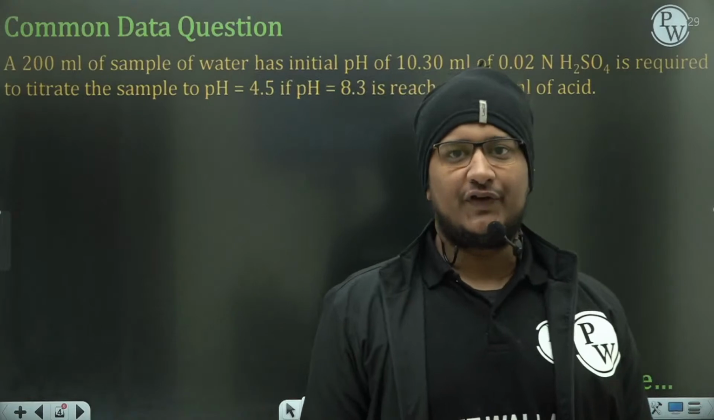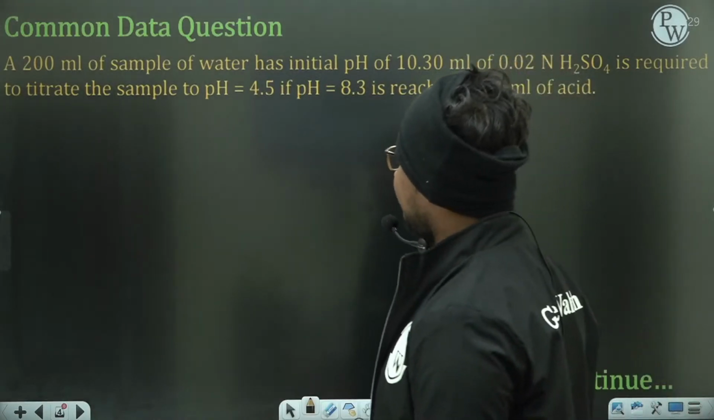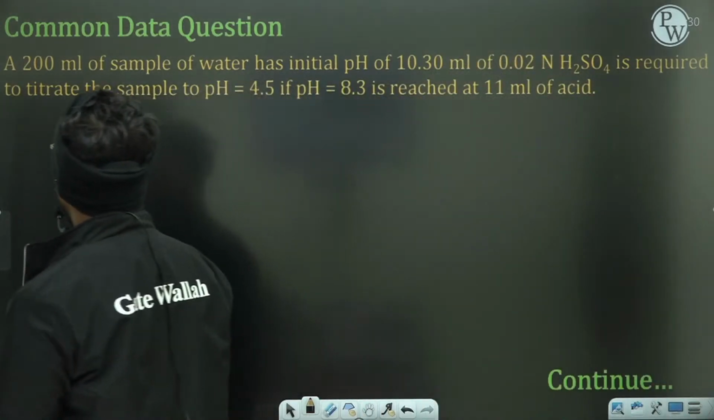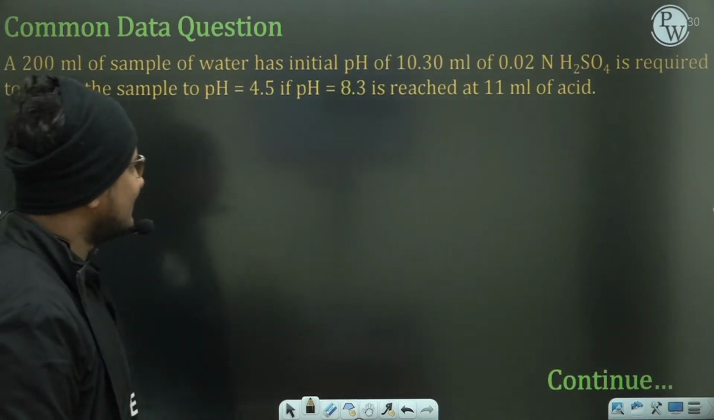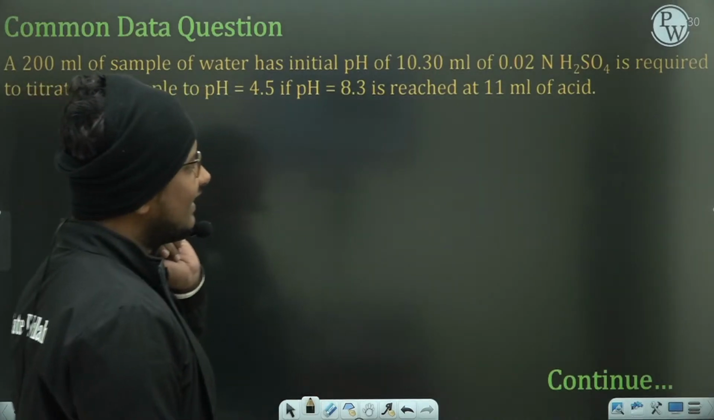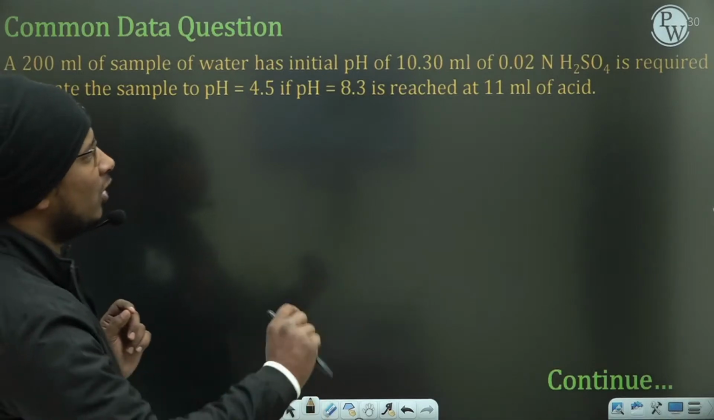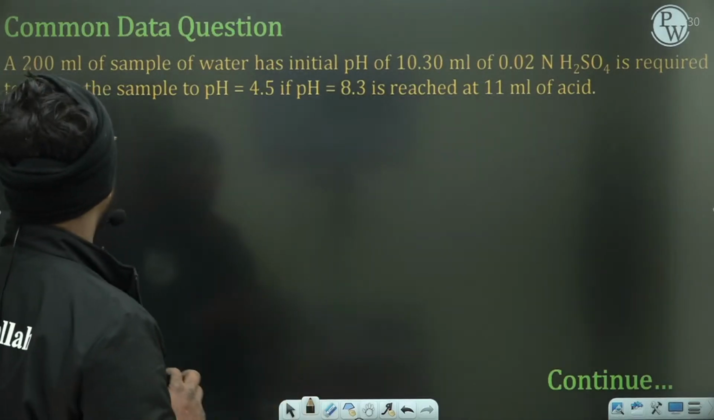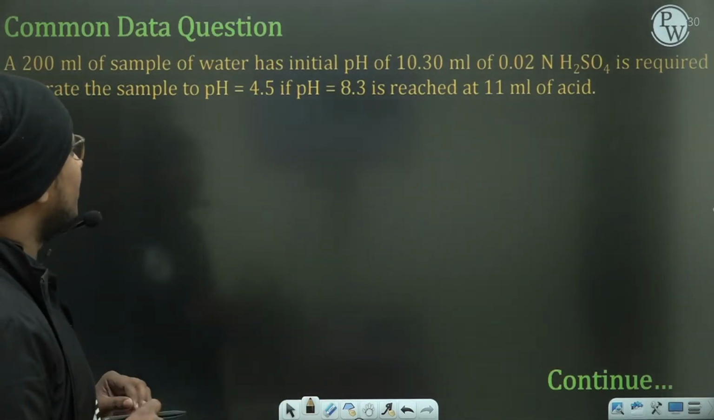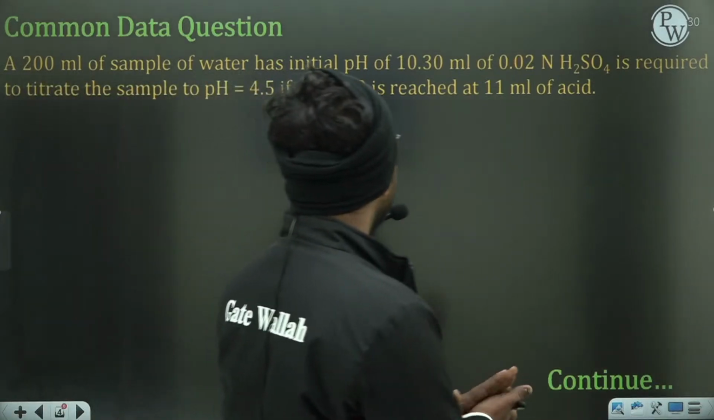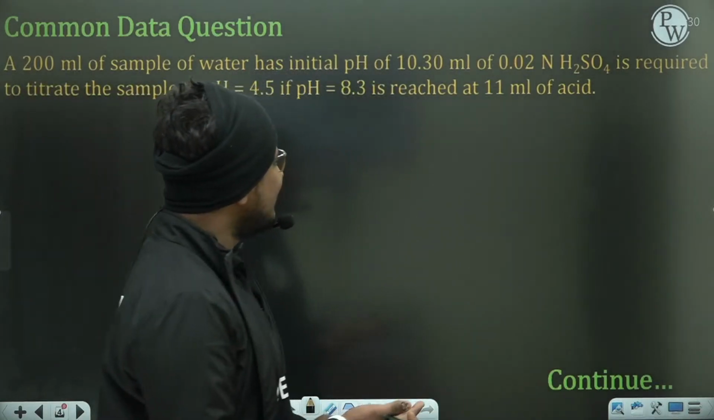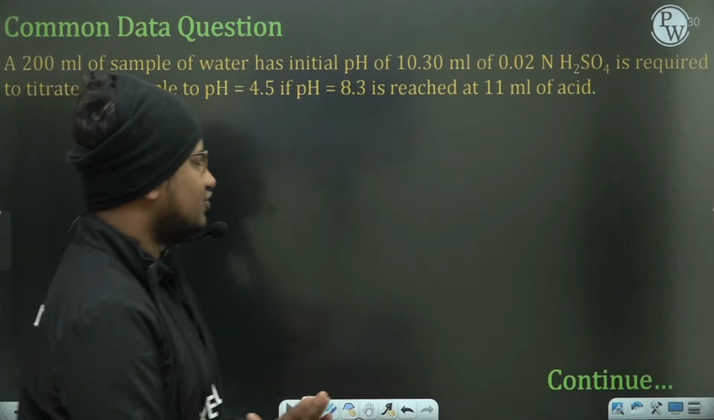So here's the question for you. These are the statements which are given to you. It is a common data question. A 200 ml sample of water has an initial pH of 10. 30 ml of 0.02 normality H2SO4 is required to titrate the sample to pH 4.5. If pH equal to 8.3 is reached at 11 ml of acid.